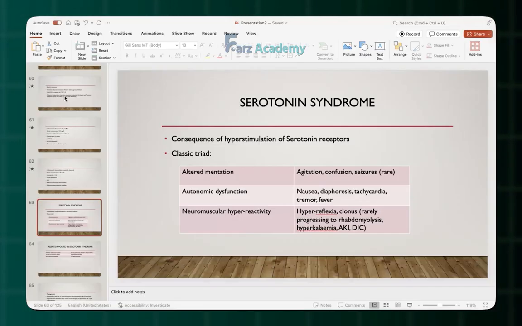And it's a very classical triad of altered mentation, for example agitation, confusion, and seizures, autonomic dysfunction like nausea, diaphoresis, tachycardia, tremor, fever, and neuromuscular hyperreactivity. For example, hyperreflexia, clonus, which might also lead to hyperkalemia, acute kidney injury, and a DIC kind of picture.